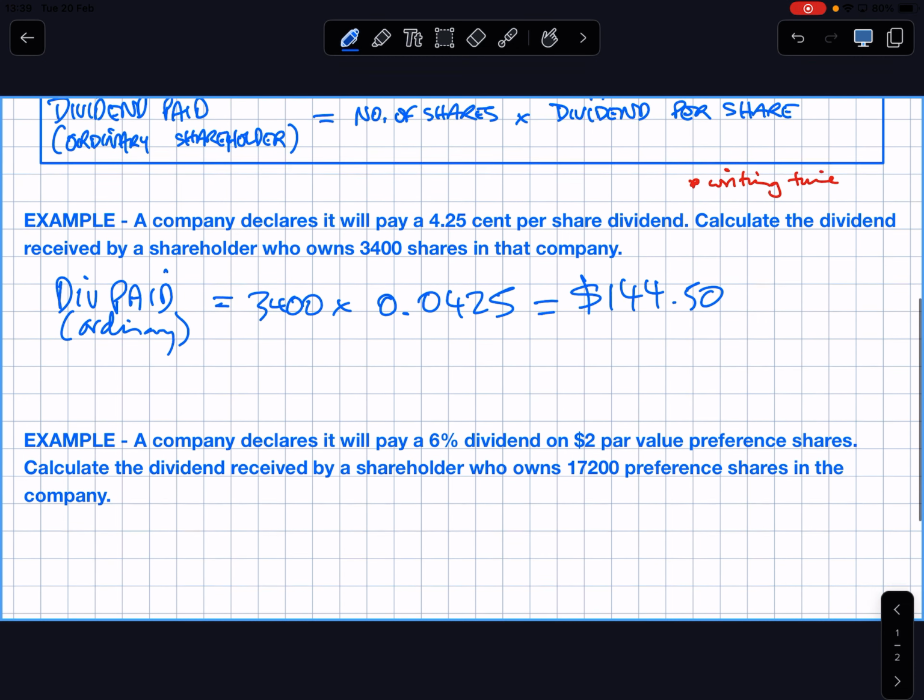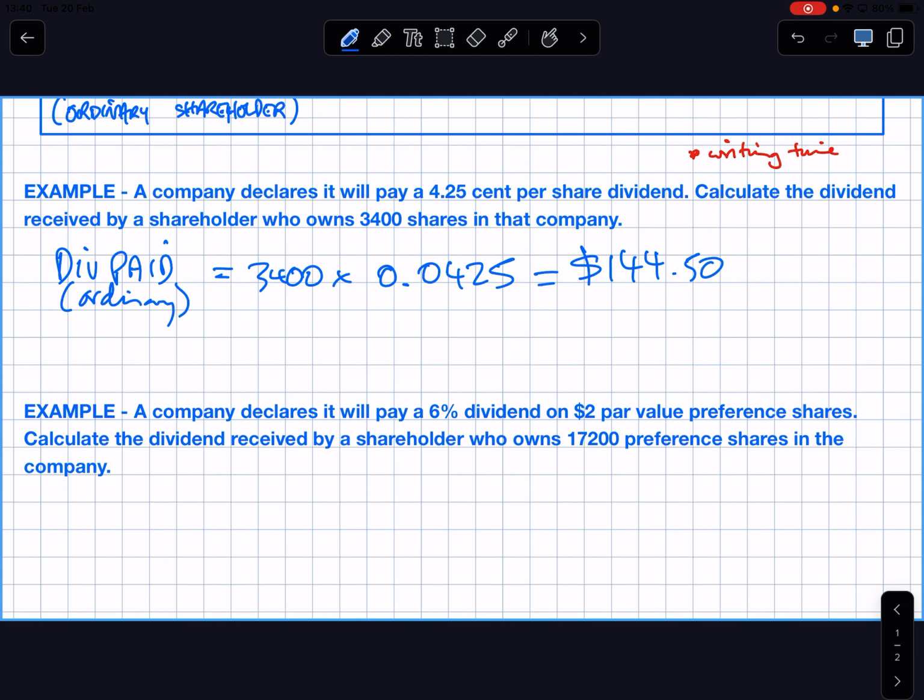Our next, company declares it will pay a 6% dividend on $2 par value preference shares. So this is a preference shareholder. Your formula, div paid for pref people, is the number of shares. They have 17,200. Times by the par value in that example.